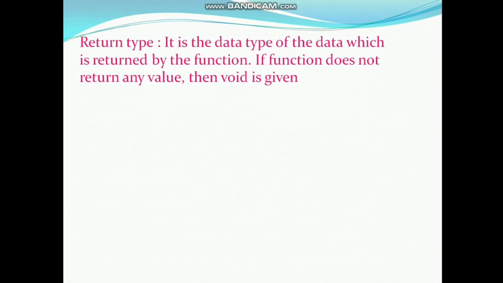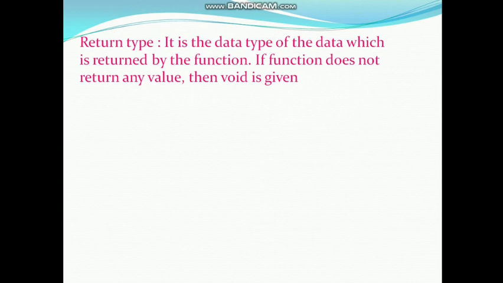Next is return type. It is the data type of the data which is returned by the function. A function can return or cannot return data. So whatever the function returns, the return type will be the data type of the returned value. For example, if you are adding two numbers and those two numbers are integers, then of course after adding two integers you get the answer in integer.